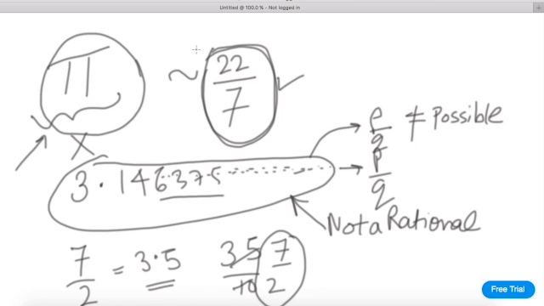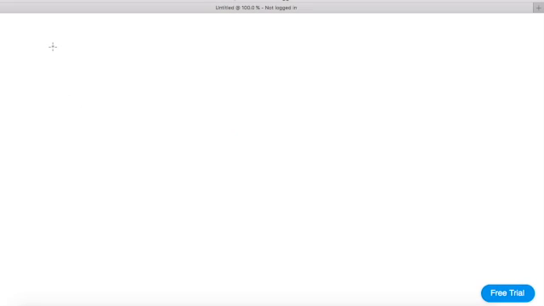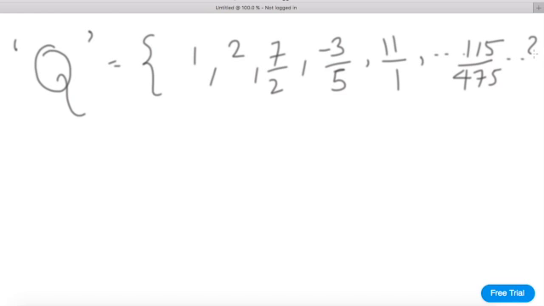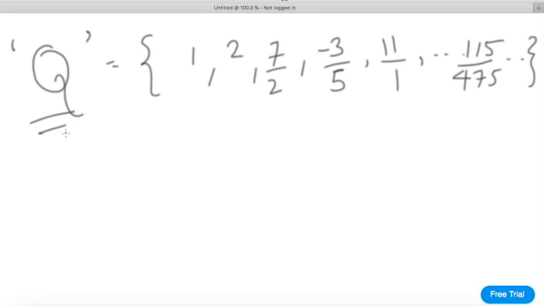You will find that the set of rational numbers is denoted by the letter Q. So how is it written? Q is equal to a set of rational numbers. It could be 1, 2, 7 by 2, minus 3 by 5, 11, which is 11 by 1, and so on, 115 divided by 475, and so on. Q is normally used to denote a rational number.